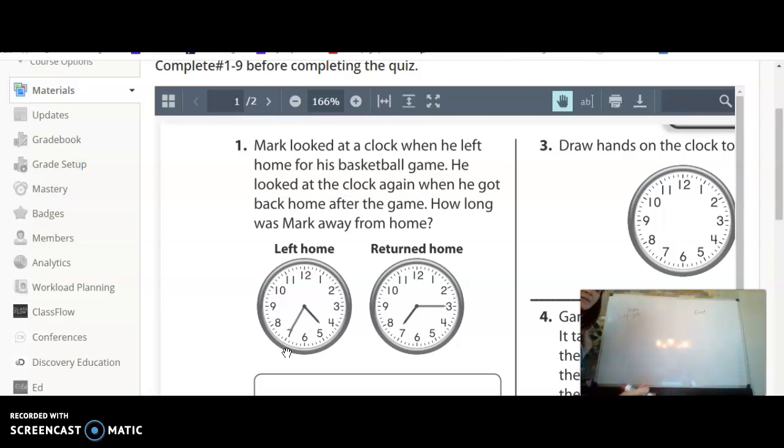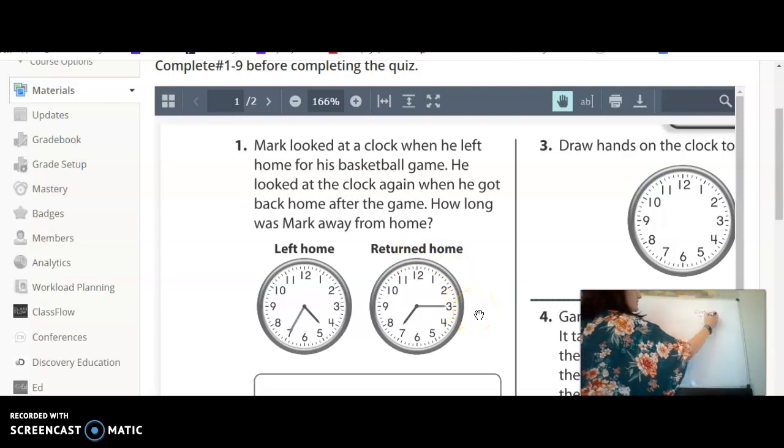So our end time here, we're looking at when he returned home. So of course, looking at our hour hand first, the shorter hand is between the 7 and the 8. It has not touched the 8 yet, so we are going back to the 7. And then we have our minutes. So remember, starting at 12, counting by 5s, we have 5, 10, and 15, giving us the time of 7:15.